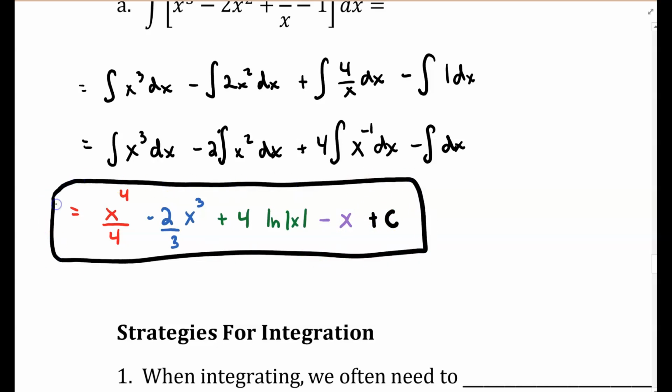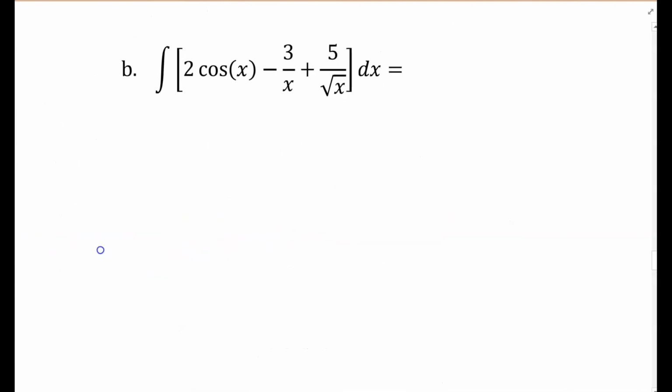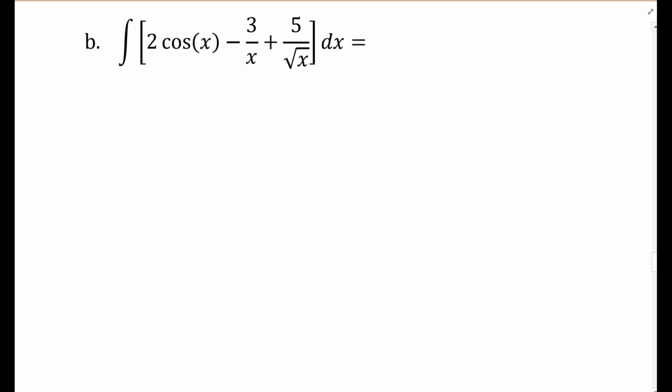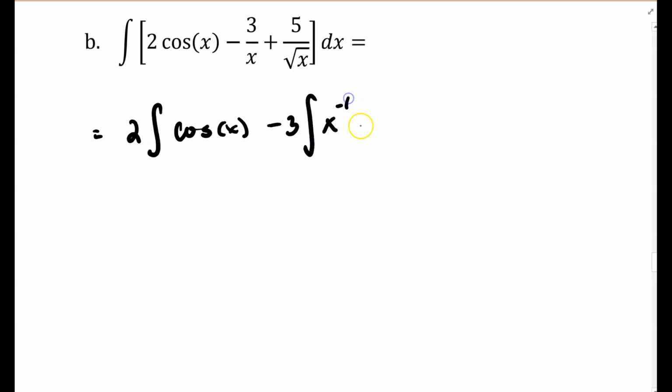I just took the integral of each piece. And some of you are like, do I have to write all of these integrals in between? If I just know that, can I just go straight to here? Sure, you can. But I think it's important to see that progression. All right, B. The integral of 2 cosine of x minus 3 over x plus 5 square root of x. So I'm going to do some preparation here. I'm going to make this 2 times the integral of cosine of x minus 3 times the integral of x to the negative 1st dx plus 5 times the integral of x to the power of negative 1/2 dx. Okay, and I just manipulated those so they're ready for integration.